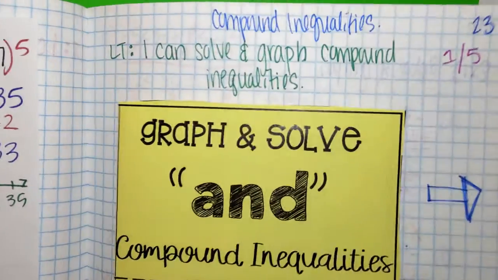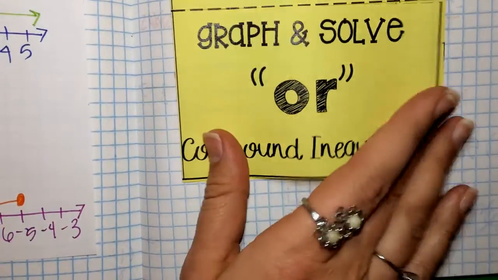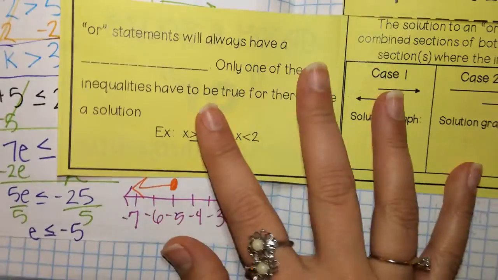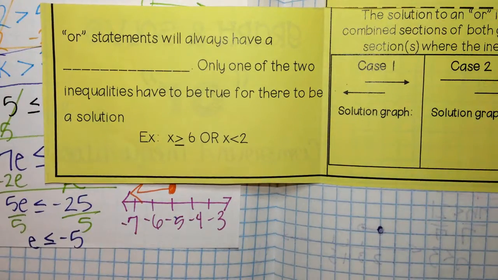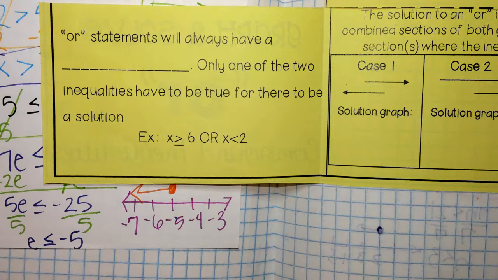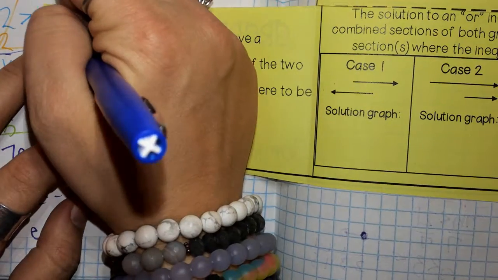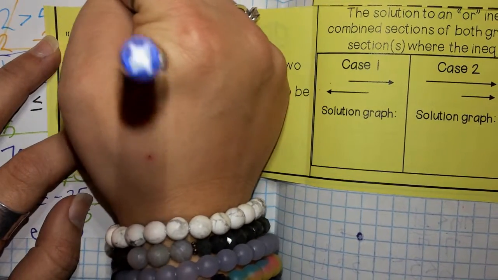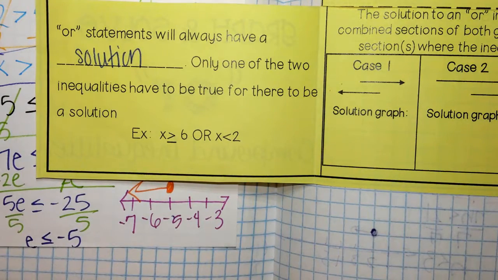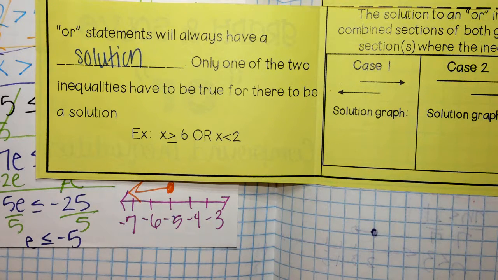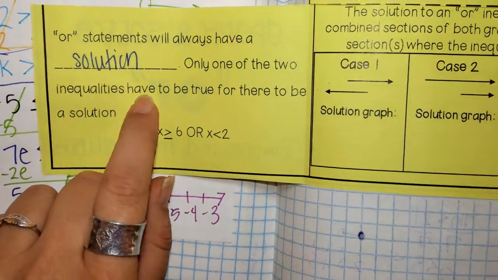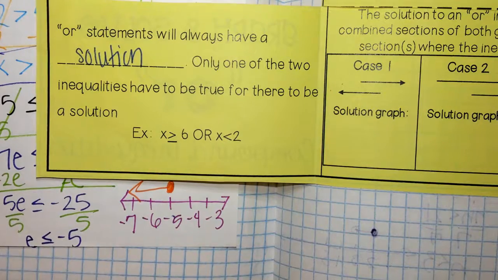I know. It's chaos. Alright, so we're going to go to our OR problems. Open this up. Alright, so OR statements will always have a solution. Only one of the inequalities has to be true for there to be a solution.